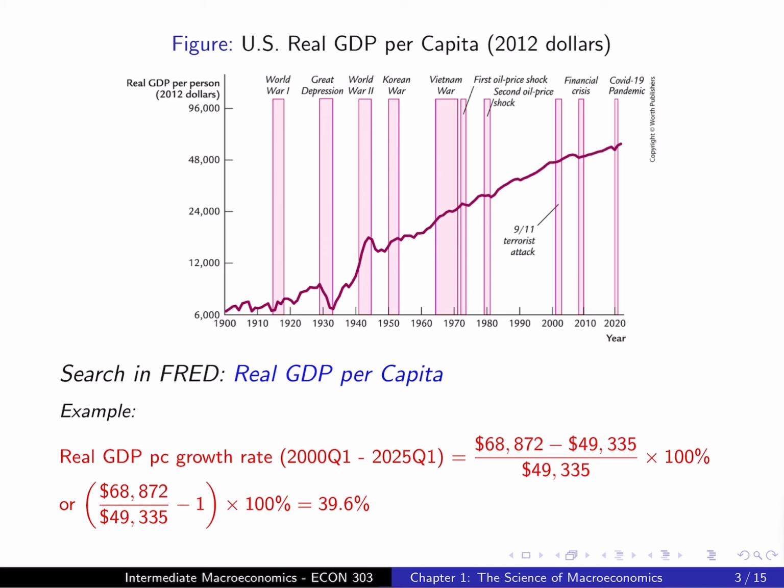Or equivalently, you take 68,872 divided by 49,335 minus 1, and then times 100%, that equals 39.6%. This shows that real GDP per capita increased by nearly 40% over this 25-year period, indicating strong long-term economic growth.